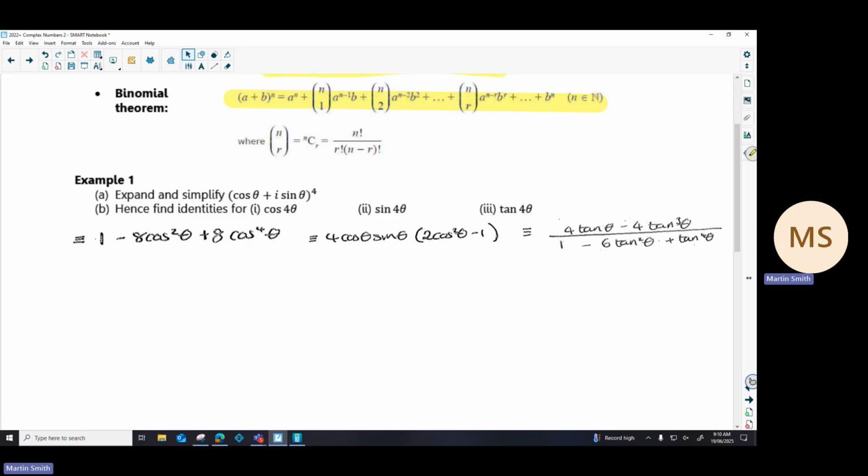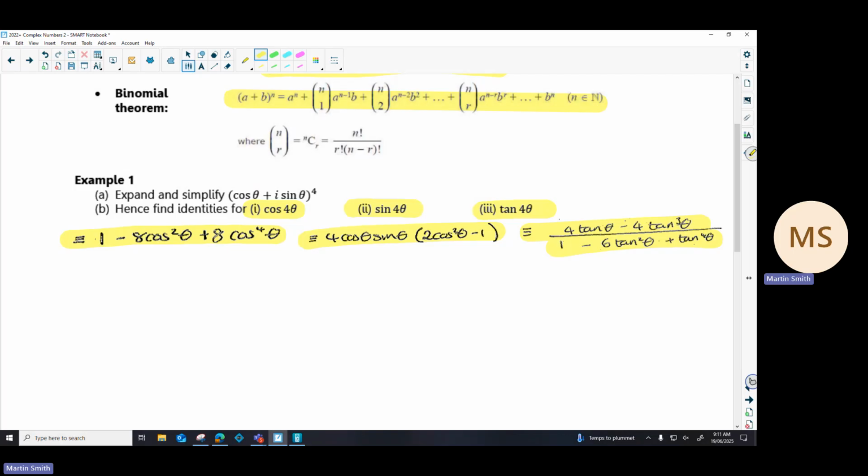The point of example 1 is to prove the following identities. I am going to prove that cos 4 theta is given by this expression, 1 minus 8 cos squared theta plus 8 cos to the 4 theta. Please write that down. I'm going to prove that sine 4 theta is given by 4 cos theta sine theta brackets 2 cos squared theta minus 1. And I'm also going to prove an identity for tan 4 theta. I'm going to prove that tan 4 theta is given by 4 tan theta minus 4 tan cubed theta over 1 minus 6 tan squared theta plus tan to the 4 theta.